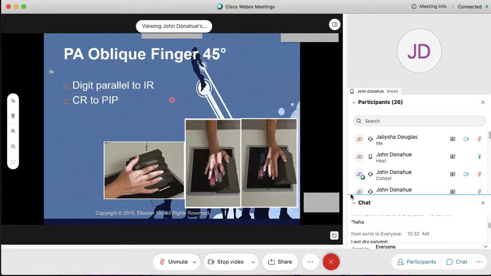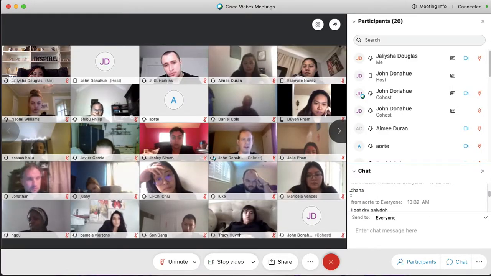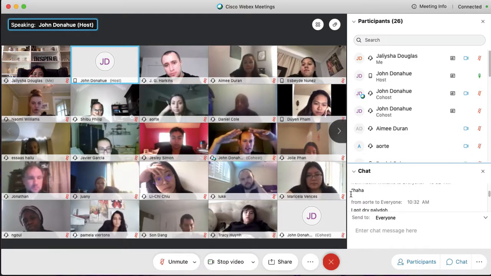If not, we are going to put the hand in a natural 45-degree oblique, and there is a pretty easy way to do this, which let me show you guys real quick. Let me take the sharing off so you can see me. Everyone see my hands okay? You can see my screen?